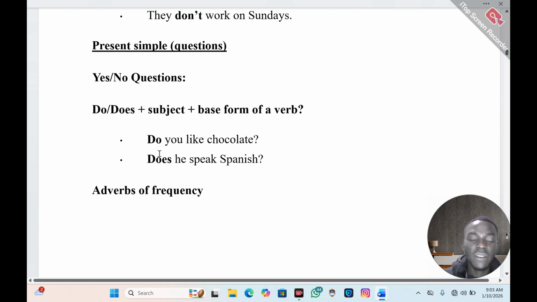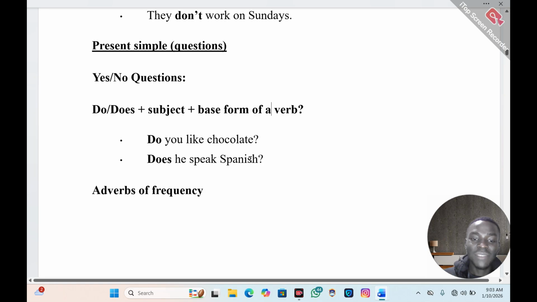Then, for example, do you like chocolate? So we take do, then we add the subject, you, then we add the base form of the verb, then we can add the complement or object. Do you like chocolate? Does he speak Spanish?